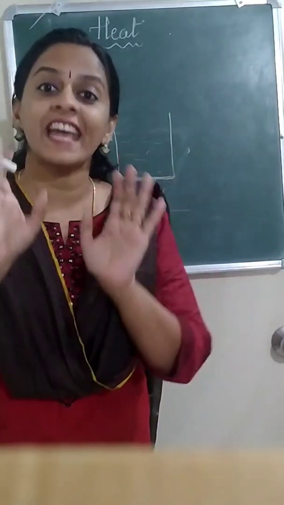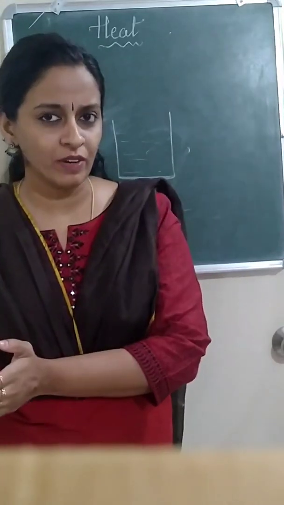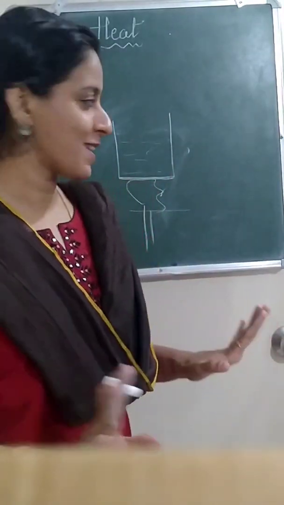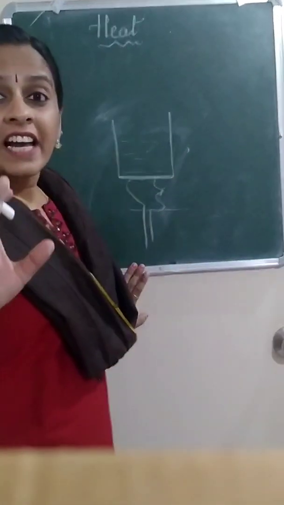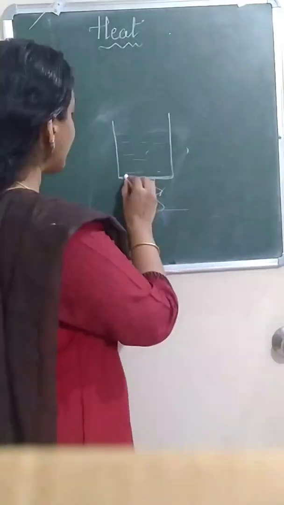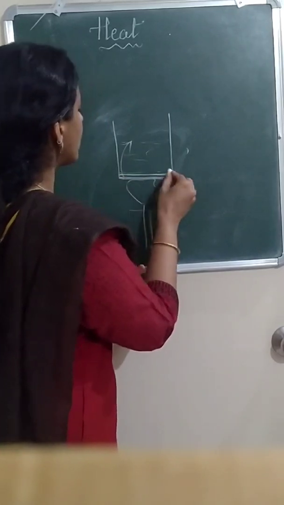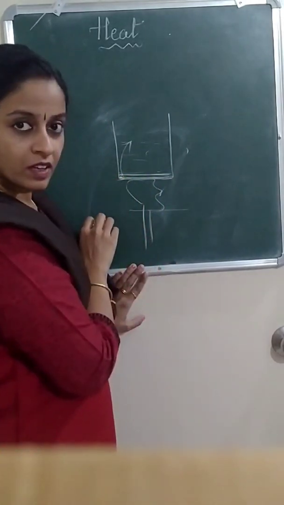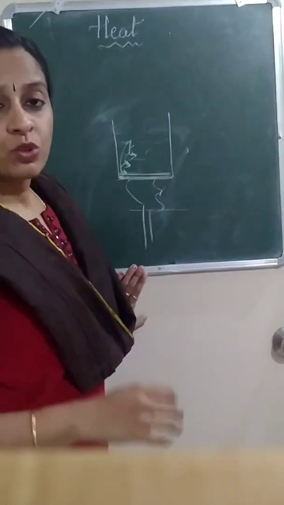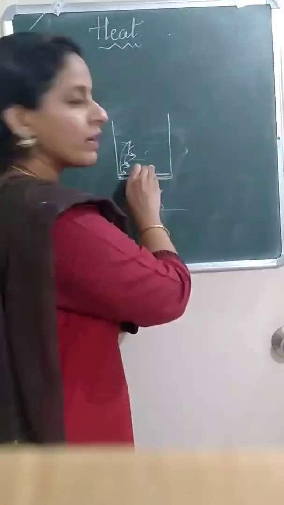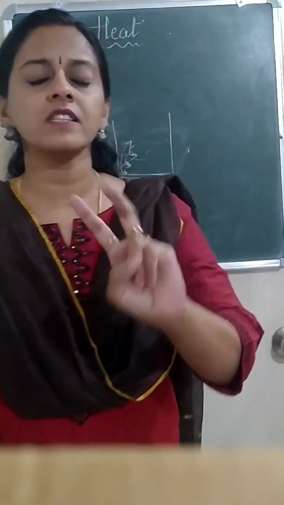Liquids on heating expand. Solid expands to liquid, liquid expands to gas. All basic things. So here I am heating a liquid, so this liquid expands, it becomes lighter and it travels up. Now the cold water which is above takes the space down. Like that, each layer of water gets heated, and this way of transfer of heat through liquids is called convection.